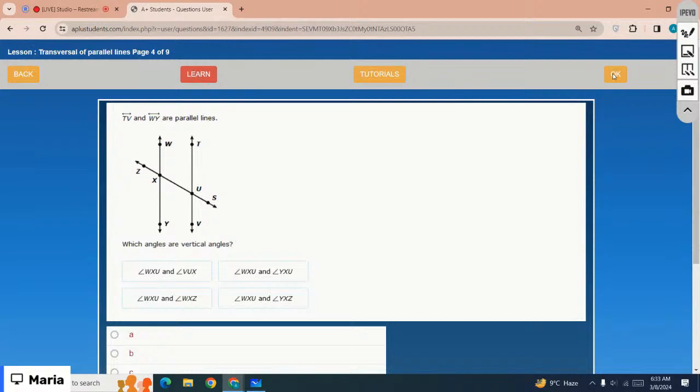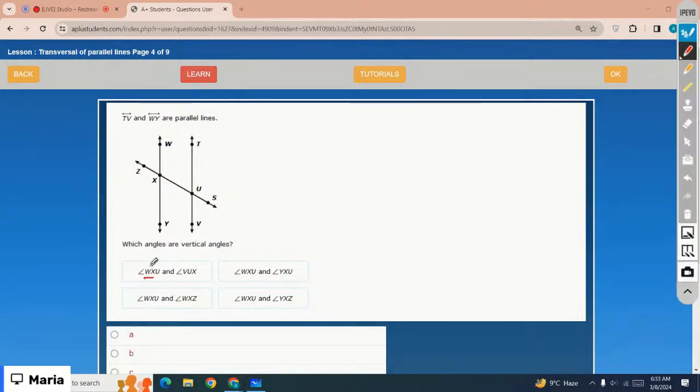Okay, TV and WY are parallel lines. Which angles are vertical angles? Okay, let's see. WXU, this one, and VUX. No, they are not the vertical angles. WXU and YXU. Yes, they are the vertical angles. So option number B is the correct option.